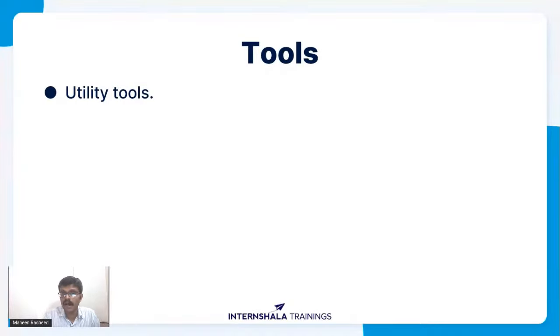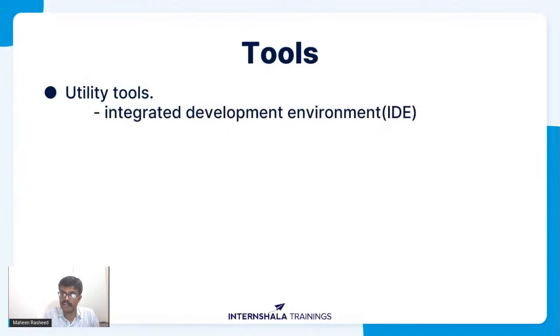An example of a utility tool is an integrated development environment. A simple example is the Arduino IDE. Arduino IDE helps us to write code. It is an example of a utility tool. The next category of tools is translation tools.